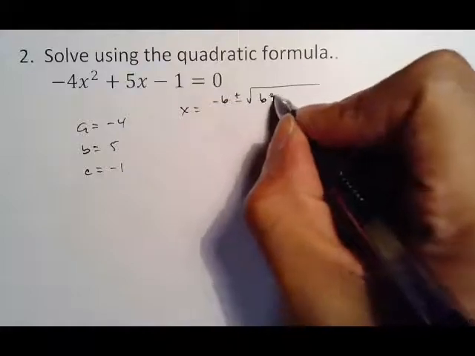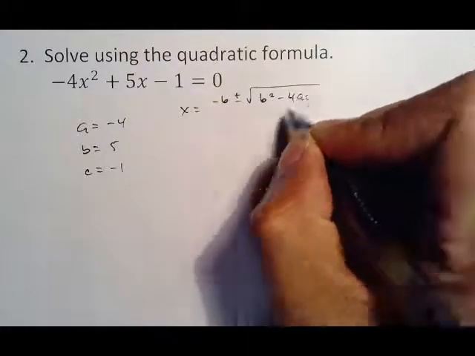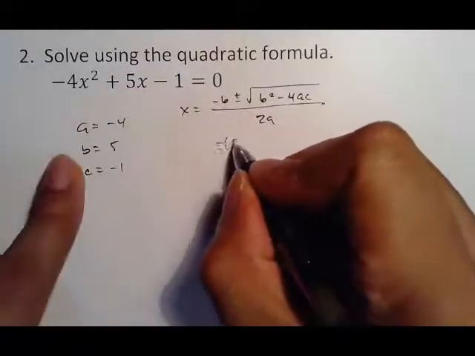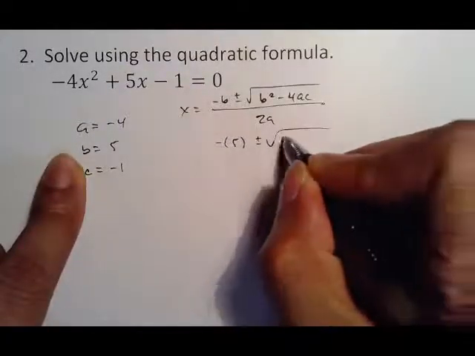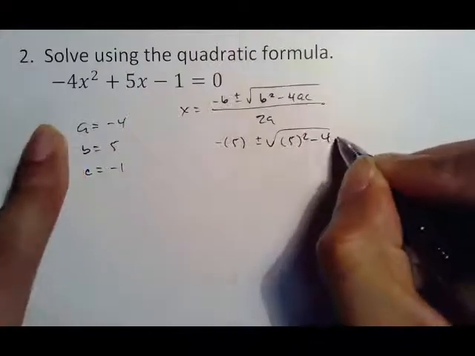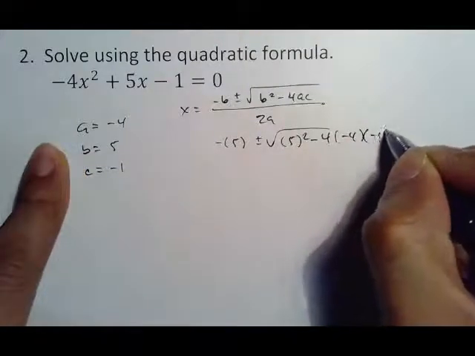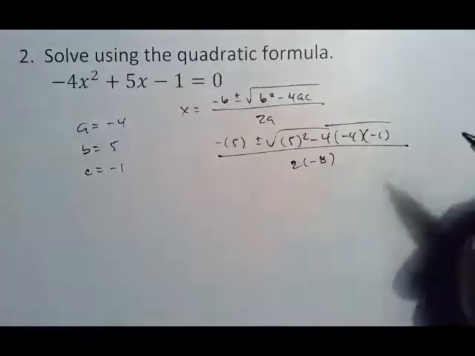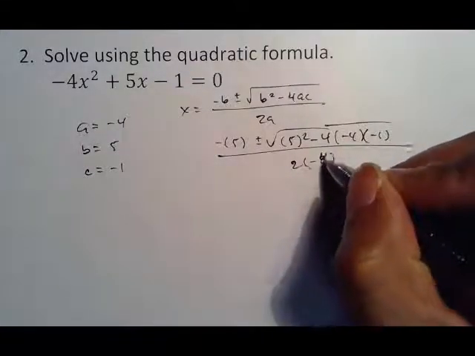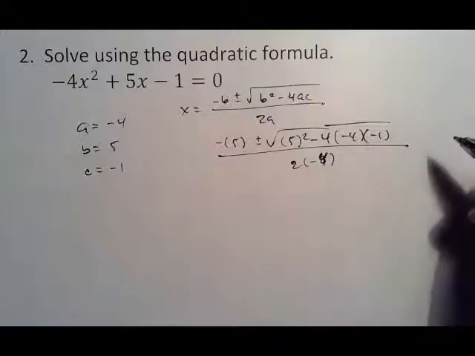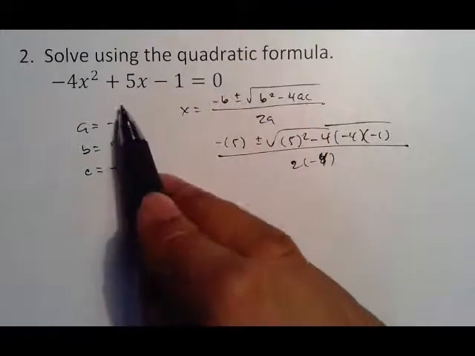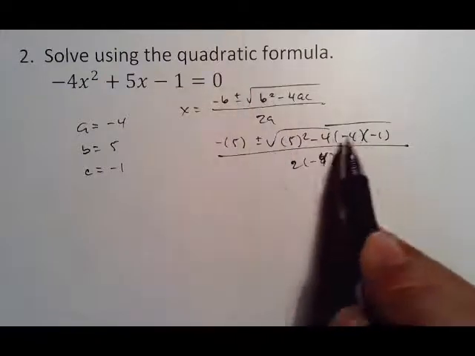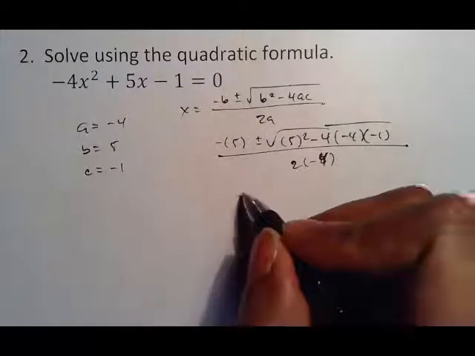Negative b plus or minus square root of b squared minus 4ac all over 2a, which is negative parentheses 5 plus or minus 5 squared minus 4 times negative 4 times negative 1 all over 2 times negative 4. I'm sorry, 2 times negative 4. I knew the answer, so I said it. And again, once you do the disciplinary part of writing your ABC, write the formula, and substitute everything using parentheses, now it becomes like you did yesterday.